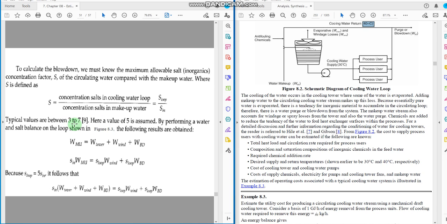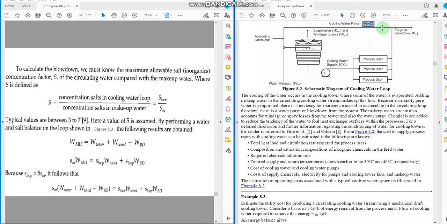Okay, now we mainly have to calculate the blow down. So this is another part, the purge or the blow down. So what should be the losses of water in the blow down? To calculate the blow down, we must know the maximum allowable salt inorganics concentration factor of the circulating water compared with the makeup water, where S is defined.